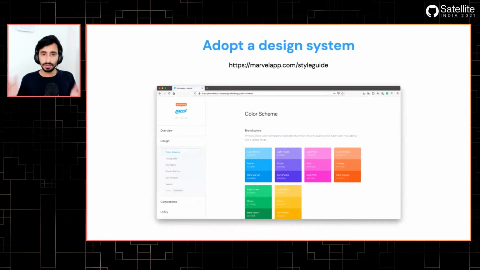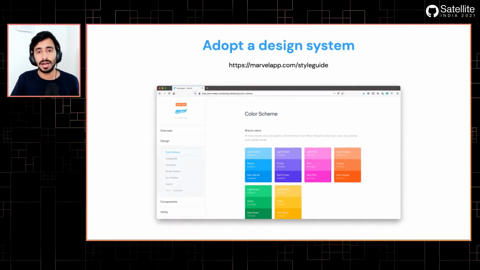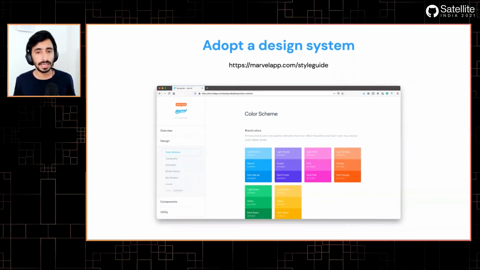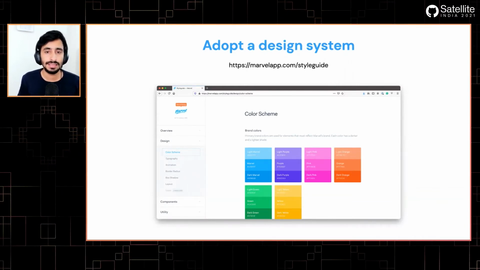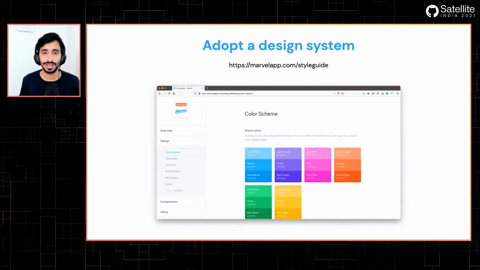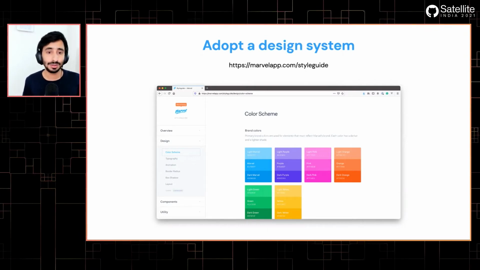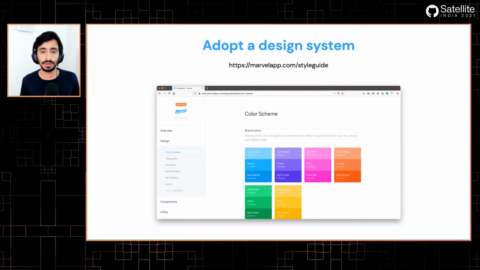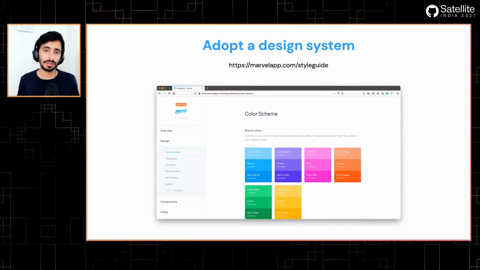So when we started Chatwoot, we were thinking about how we can adopt a design system, or maybe adopt a design language, so that it's easier for us to communicate with other people. So we started searching for the options. It was in 2016. Design system was not a thing, but there was a good guide written by Marvel at that point. So we started from there.